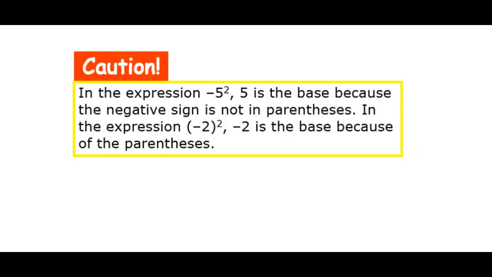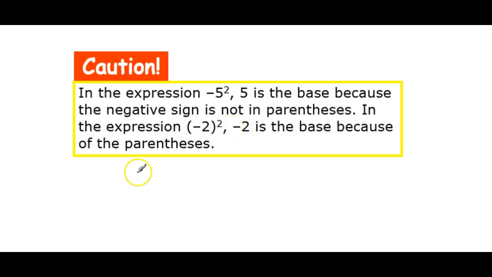Okay? This is one of my pet peeves. I tell this to all of my classes every single year. We need to know the difference between this. This one, the negative is not inside parentheses. The 5 is the base, and then the negative is on the outside. It's like multiplying by a -1. In the expression parentheses -2, the -2 is the base.